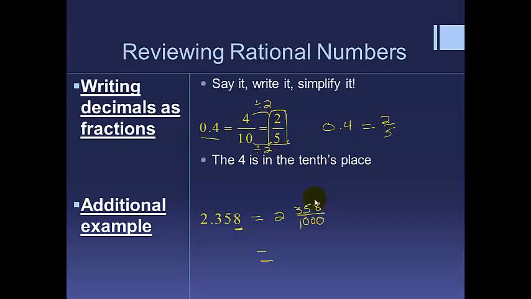We go to our box. 358 is an even number. 1,000 is an even number. So I'm going to just divide by 2, and we'll just keep going until we can't go anymore. So 358 divided by 2. 2 goes into 3 one time. That's 1. 2 goes into 15 7 times. 14, 1, 8, 9. So this gives me 179 over 500.